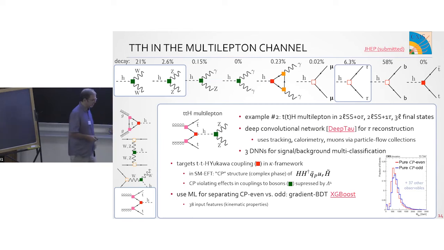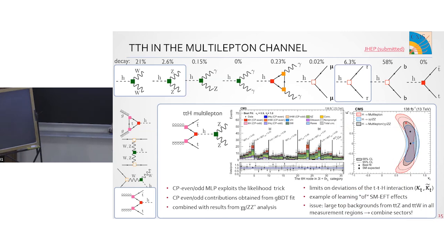And then you get a discriminator shape that you can fit to the data. I picked here one of the channels. This is the 3 lepton category. And again, the black dots are the data. The TTH is CP even and CP odd, as are some suppressed production modes. And things are fit here to the data.